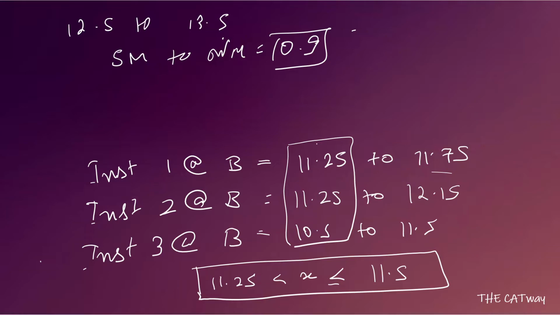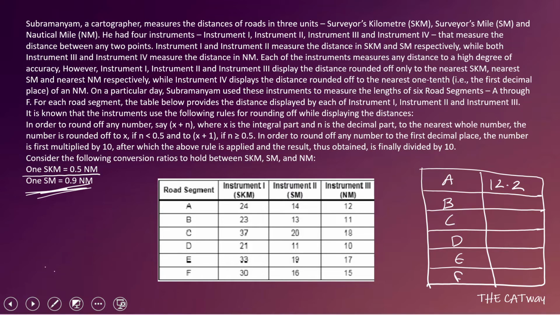So what are the possibilities that we have? One possibility is 11.3, one possibility is 11.4, and one possibility is 11.5. Okay, so this is what we have. So we will write all the three of them in the table. So we have 11.3, 11.4, and we have 11.5.